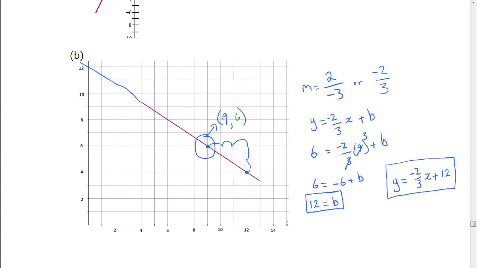We didn't have to use the point (9, 6). We could have used this point here, which was (6, 8). If you tried it again with x equals 6, y equals 8, you also get 12. And every single point on this line is going to work just as well, because that's what the graph of the line is. It's all the points that make the equation true. So any point is going to give you the same b value.